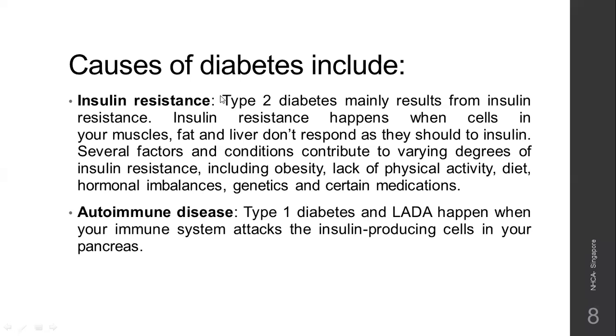Autoimmune diseases: type 1 diabetes and latent autoimmune diabetes in adults. That is LADA, latent autoimmune diabetes in adults. That will happen when your immune system attacks the insulin producing cells in your pancreas, the beta cells in the islets of Langerhans. So when they get attacked, the pancreas will stop producing insulin. That leads to low to no insulin production, and that leads to diabetes.